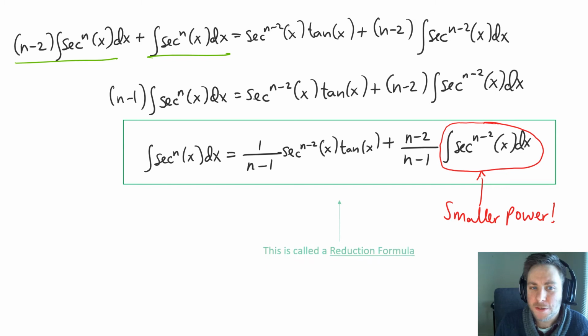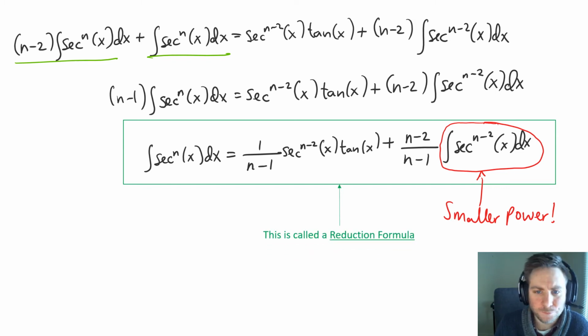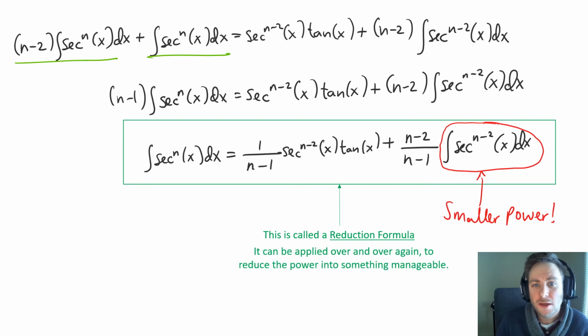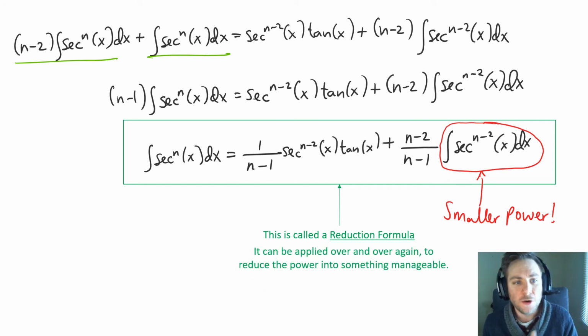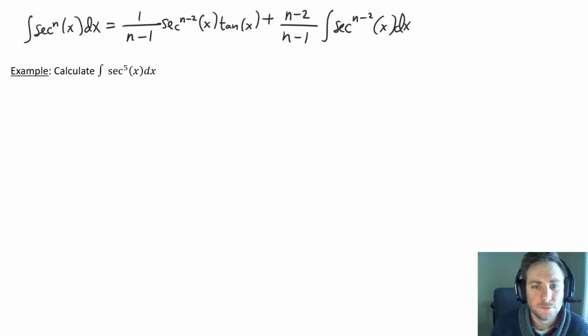But for future reference, this is called a reduction formula. A reduction formula, more generally, is any formula which reduces an integral into something which is of the same form but simpler, such as having a smaller power. That's one example of what it might mean to be simpler. Since the reduction formula gives us a smaller power, the idea is that we can use it over and over again to get smaller and smaller powers until eventually we get something that we can manage. Let me show you what I mean by that with an example.